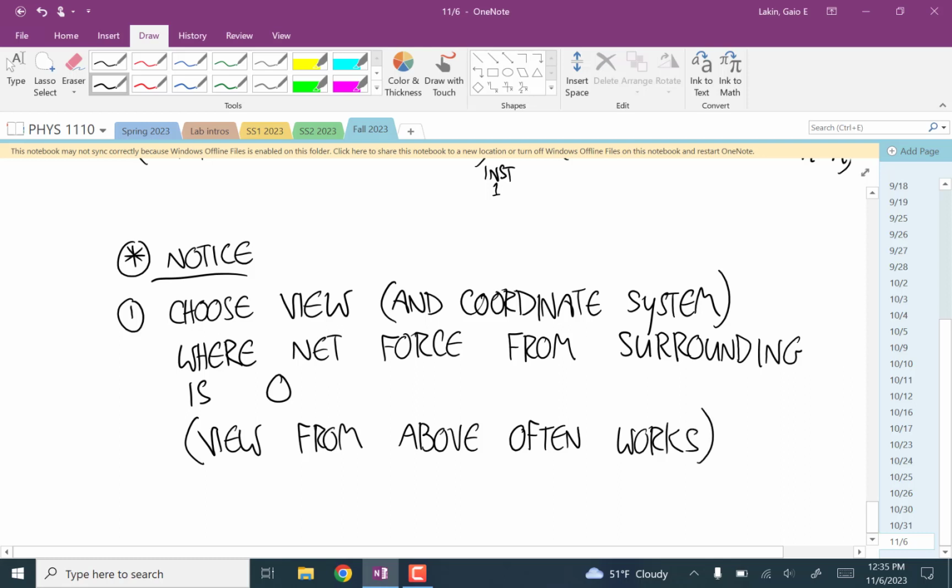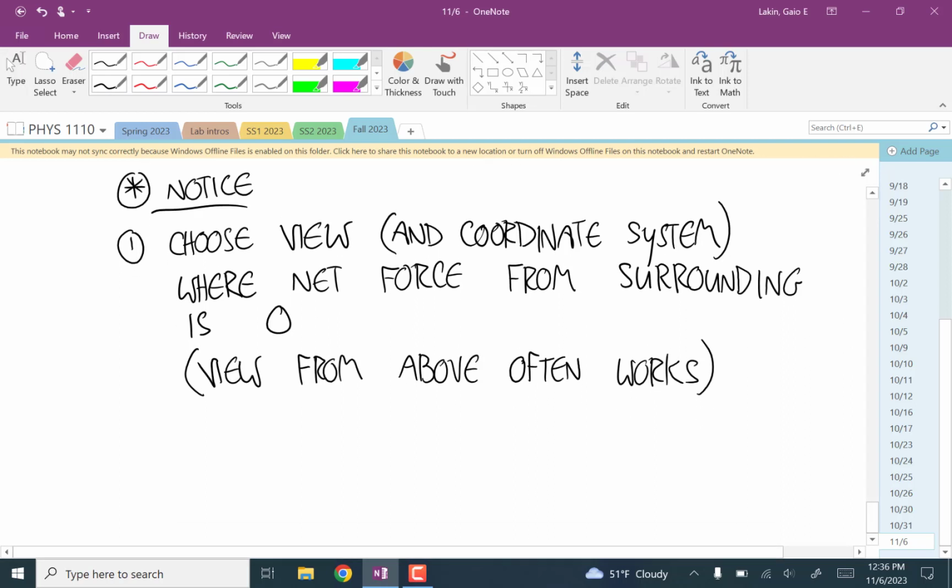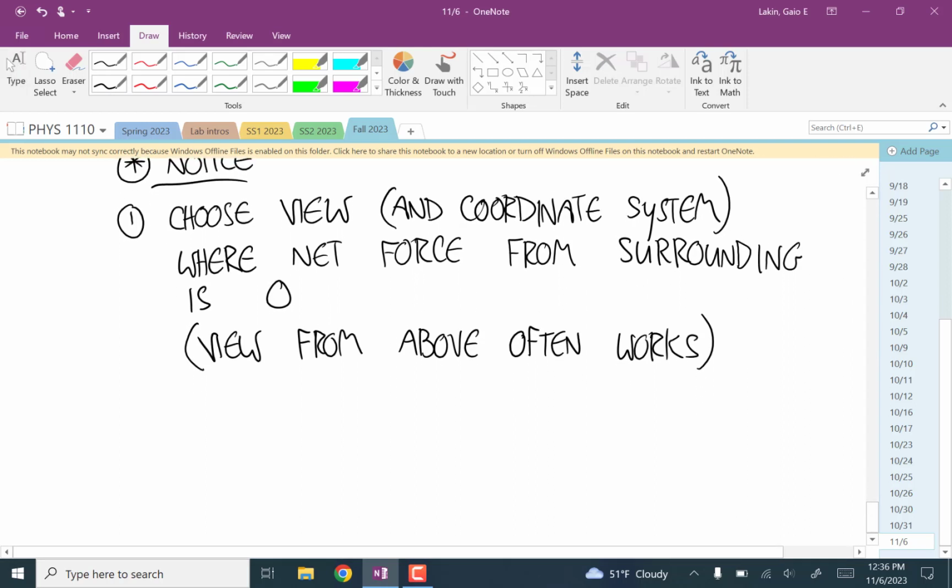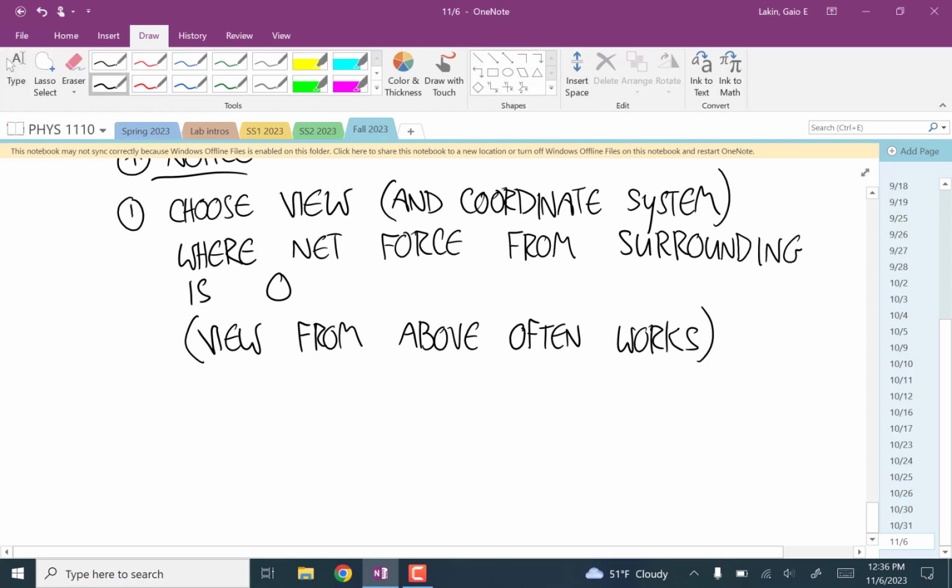Okay, so if something's in free fall, or if multiple objects are in free fall, is there a net force on those objects? Yeah, gravity is acting on them. But if you take a view of those objects from above and do all your calculations in a coordinate system using that view, then you can forget about gravity because it's not showing up in your calculations. This isn't always true, but it's often something to think about.